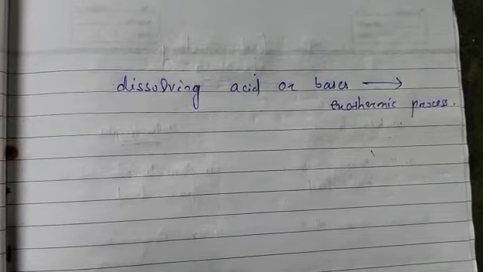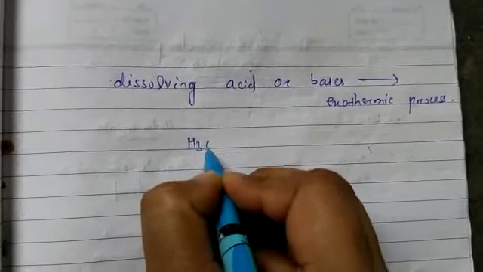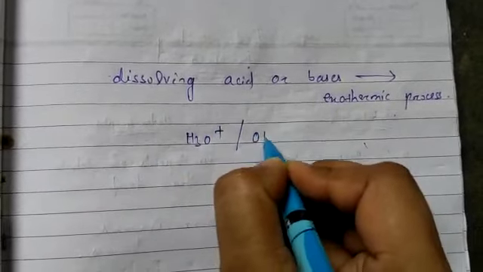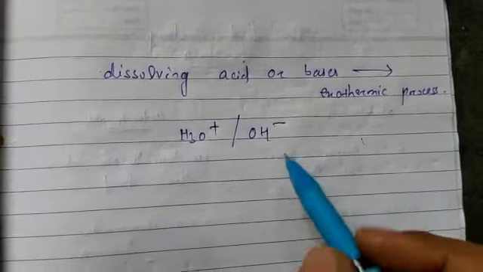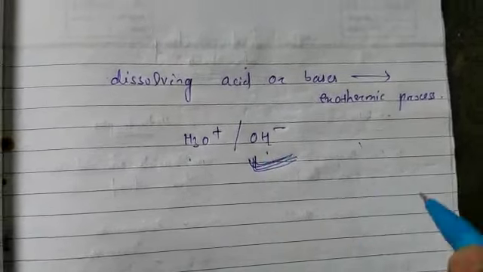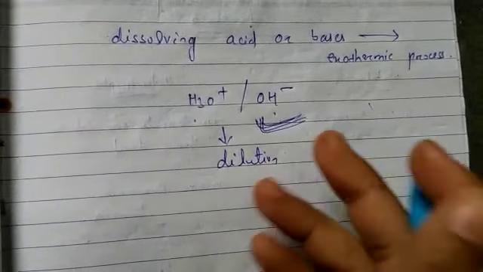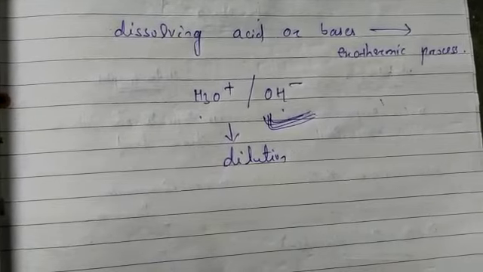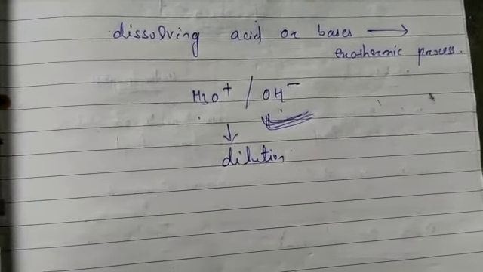Mixing acid or base with water results in a decrease in the concentration of H3O plus, that is hydronium ion, or OH minus, that is hydroxide ions, per unit volume. When you decrease the concentration of acid or base, that process is called dilution, and the solution is said to be diluted. The diluted acid or base is less harmful than the concentrated acid or base.